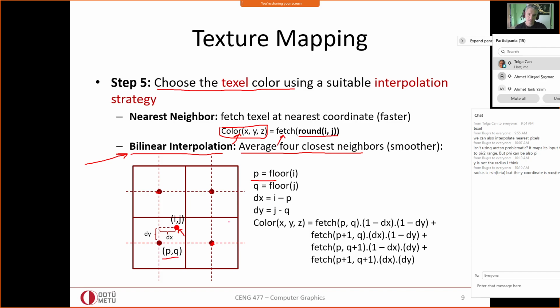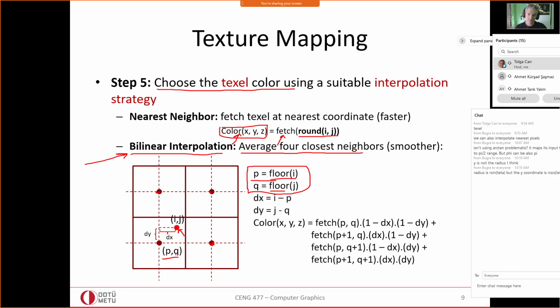So PQ here is not the nearest one actually. We are not doing rounding. We are actually using the one which is to the left and down. Since we are using floor here, we just take the closest pixel center that is to the left and towards the bottom. All right, so this closest pixel center is PQ.